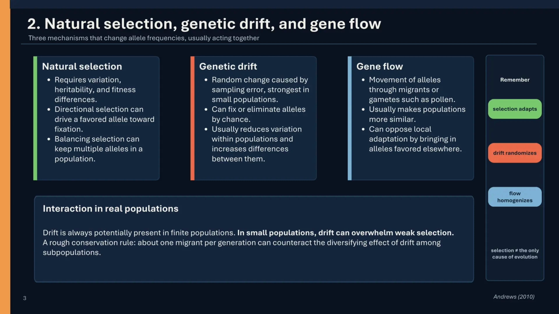Real populations are finite, so genetic drift is always potentially present. In small populations, drift can overpower weak selection, so even a beneficial allele may fail to spread. Gene flow can also oppose local adaptation by continually introducing alleles that are useful elsewhere, but harmful in the local environment. The interplay of all these forces leads to the eventual change of allele frequencies over time.